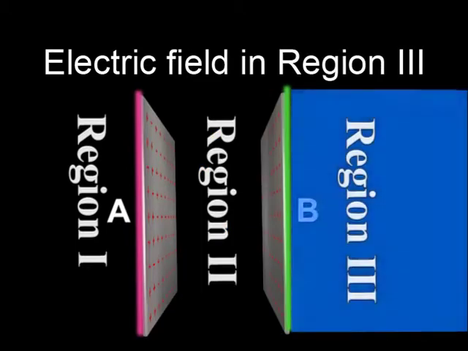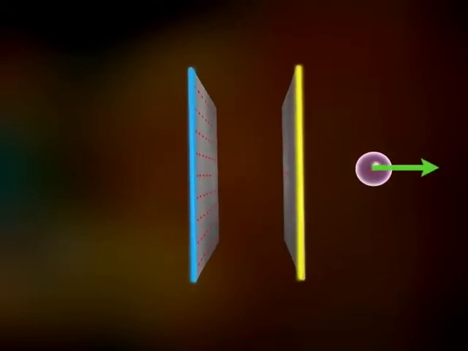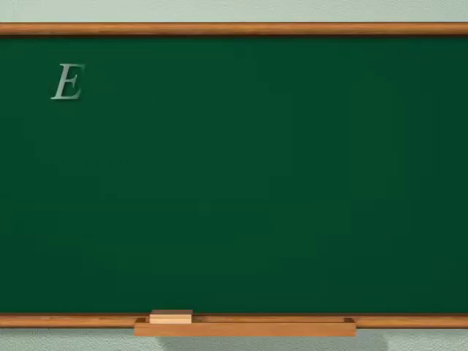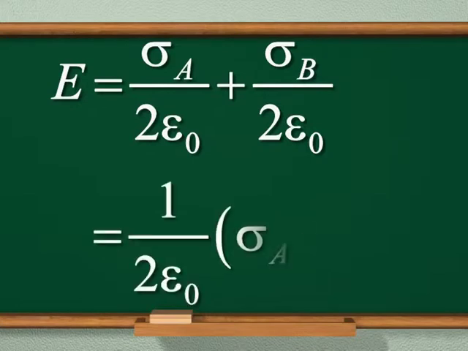Electric field in the third region: in the third region, the electric fields due to both the sheets of charge will be from left to right, that is, along the positive direction. Therefore, in the third region, the electric field E is equal to sigma A by twice epsilon naught plus sigma B by twice epsilon naught, which is equal to 1 by twice epsilon naught into whole of sigma A plus sigma B.